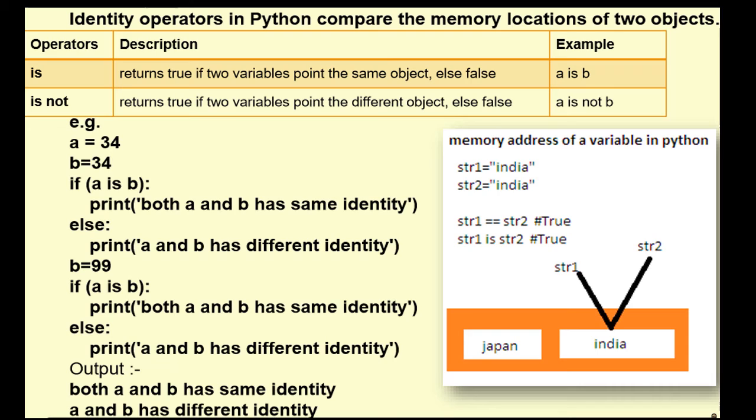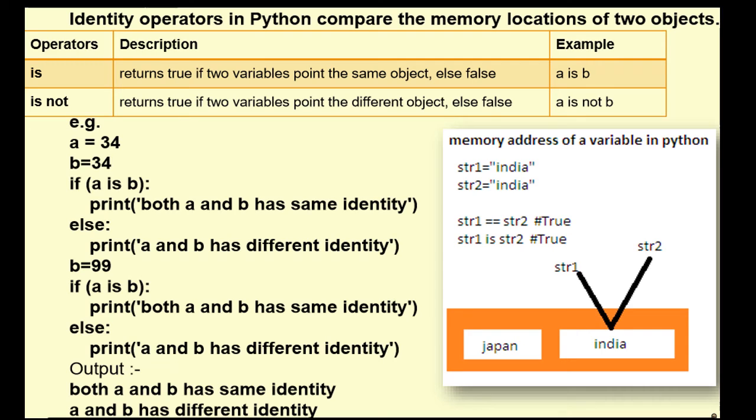So the output will be that a and b have the same identity. And next the b value is changed to 99. Still the a value is 34. Now if we check a is b, it will not be true, because both now have different values and will not share the same location. So the else part will be executed: a and b have a different identity. So that output is given.